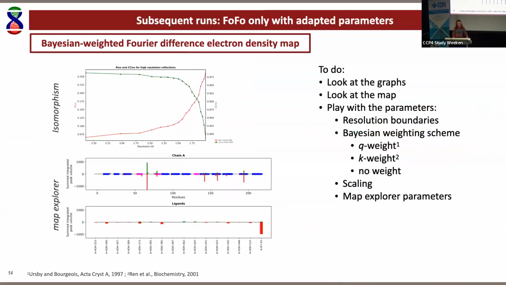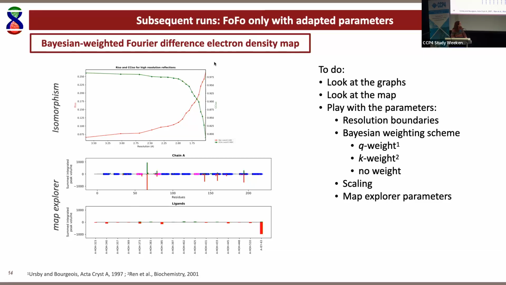So what do you need to look at? Well, there are different graphs that we provide. You have, for example, a graph that shows the isomorphism between your two data sets. What you ideally want, when we look at the red curve here, which shows the R iso value, is for this to be low at low resolution, and then a smooth increase at high resolution. And it might indicate that you need to cut your resolution at a certain point if this gets wobbly or if your data gets too non-isomorphous at high resolution.